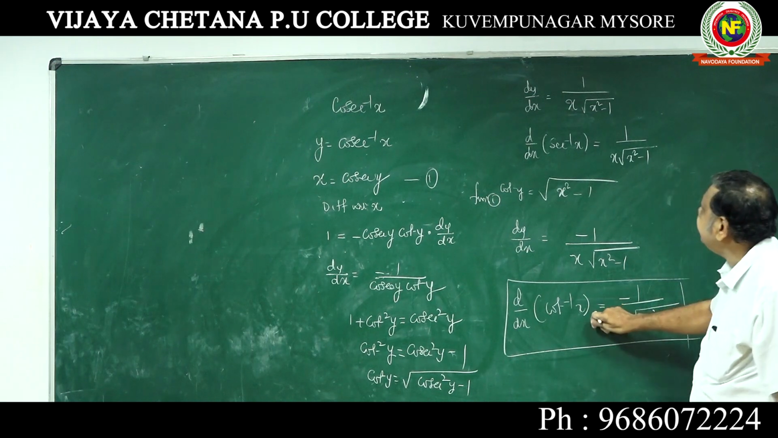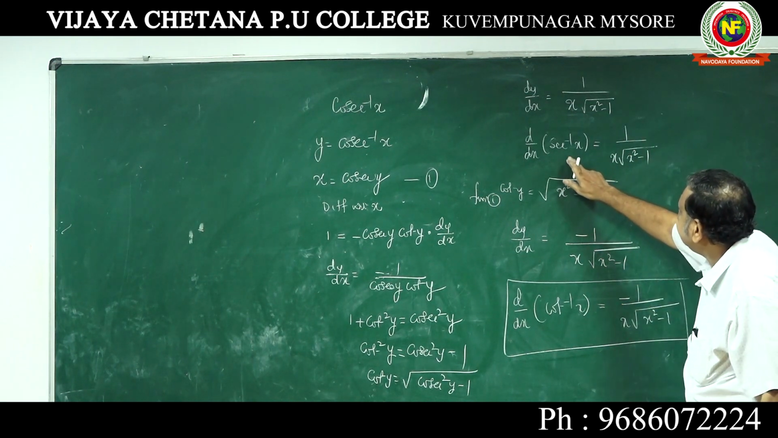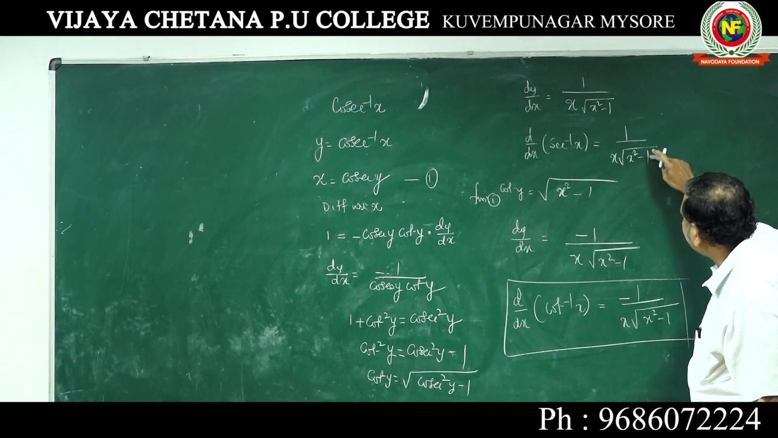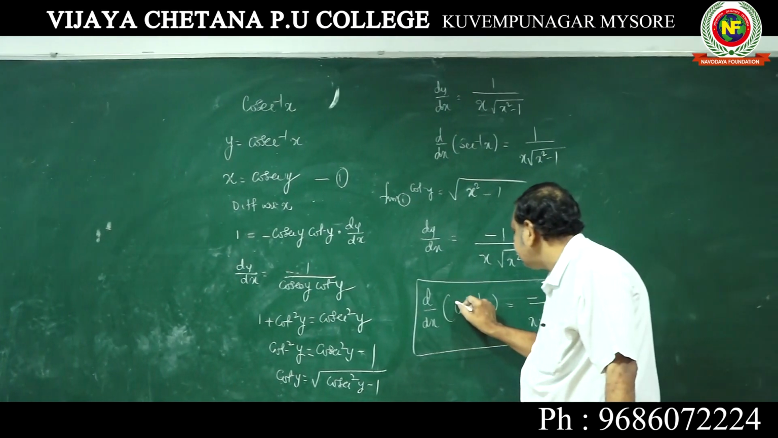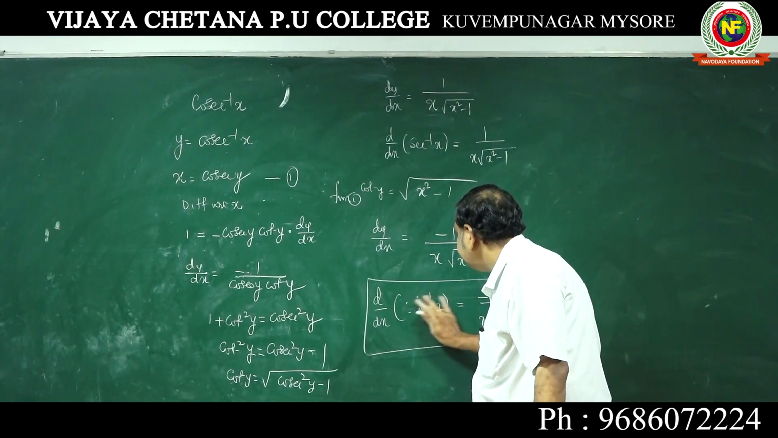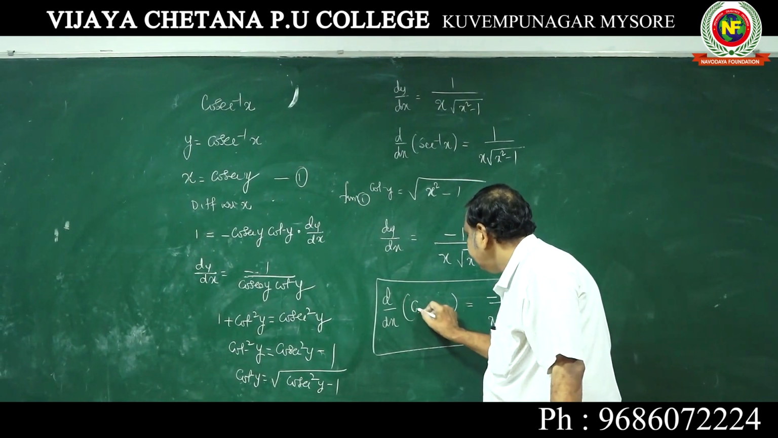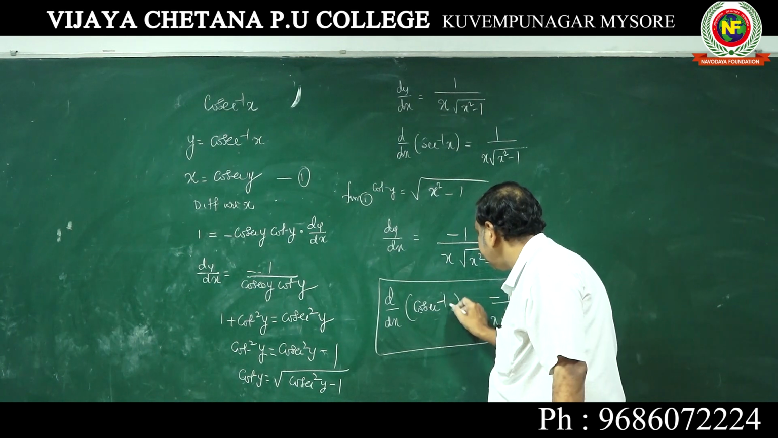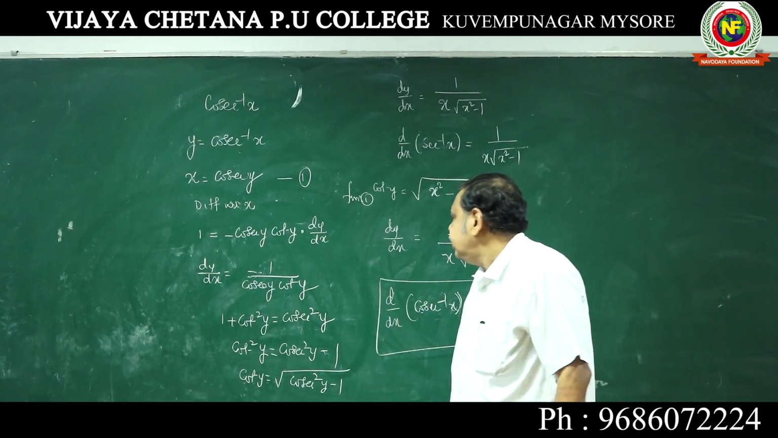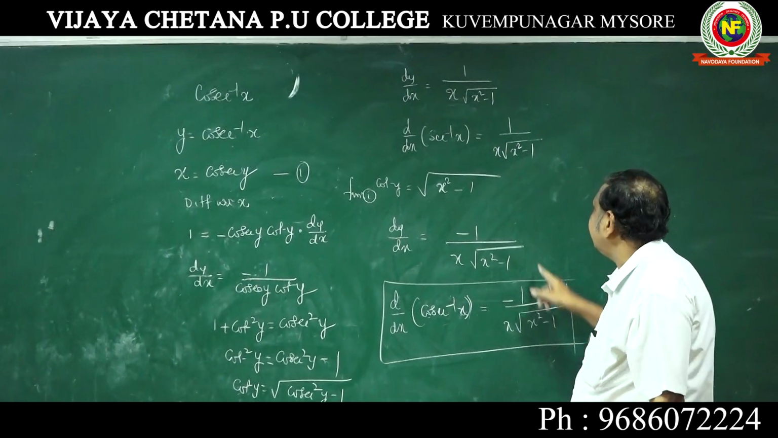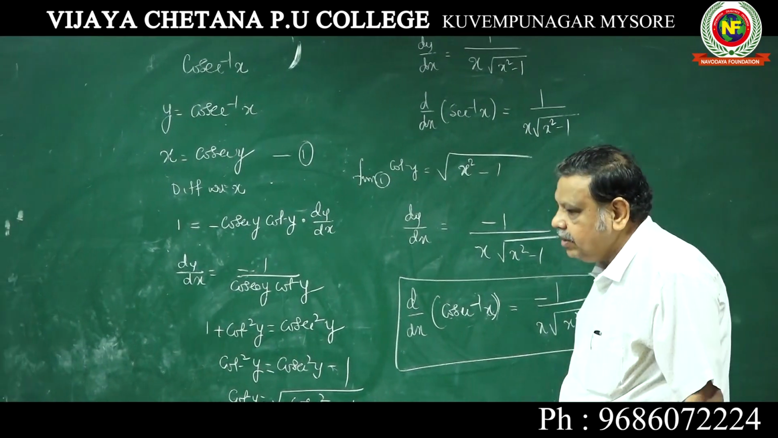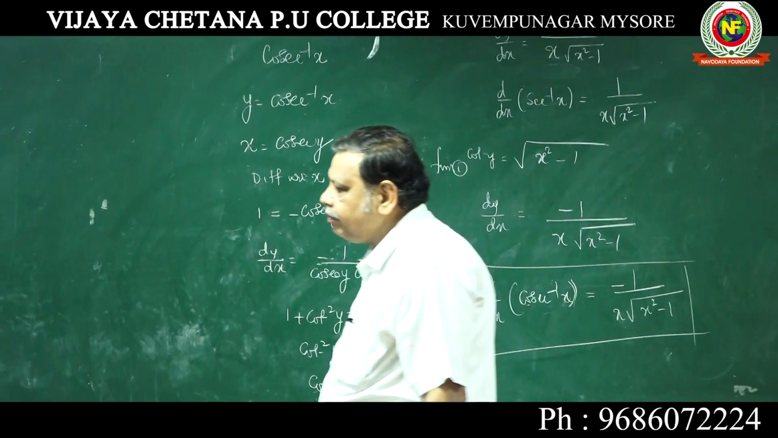What is the difference between this and this? Secant inverse x is plus 1 over x root of x square minus 1. Not cot inverse x, this is cosecant inverse. Write down separately and correctly. So differentiation of cosecant inverse x is minus 1 over x root of x square minus 1. Secant inverse x is 1 over x square root of x square minus 1.